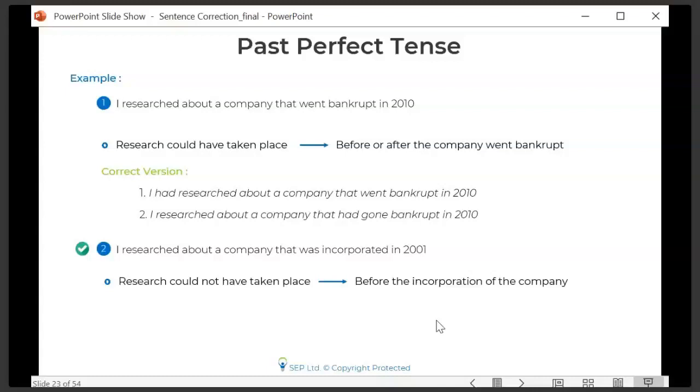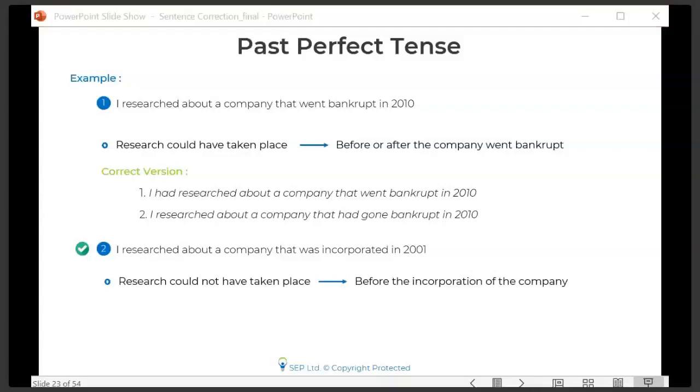If I say I had researched about a company that was incorporated in 2001, incorrect. I researched about a company that had been incorporated in 2001, incorrect. Why? Because obviously the incorporation would have taken place first and the research after that. Okay, so the context here is clearing the ambiguity in the time and the sequence, and therefore no past perfect tense required.